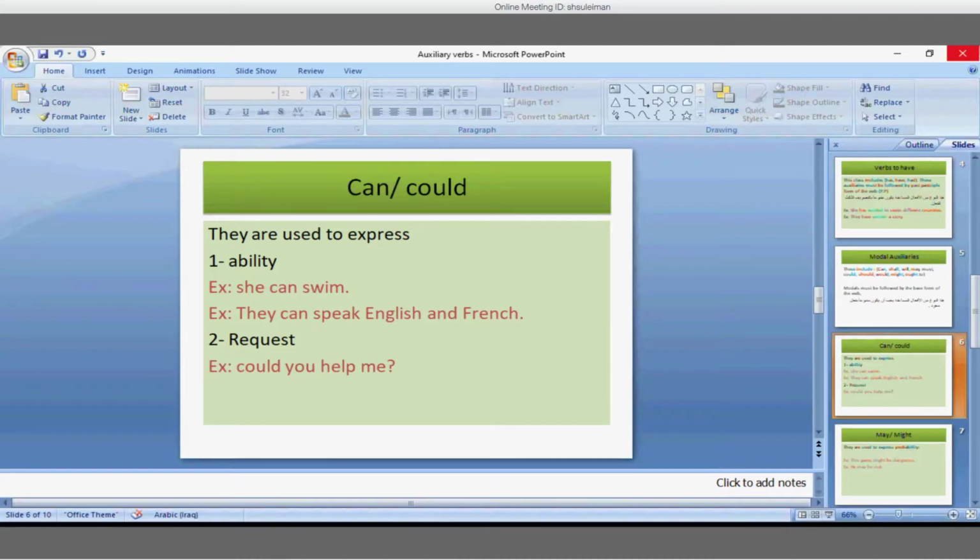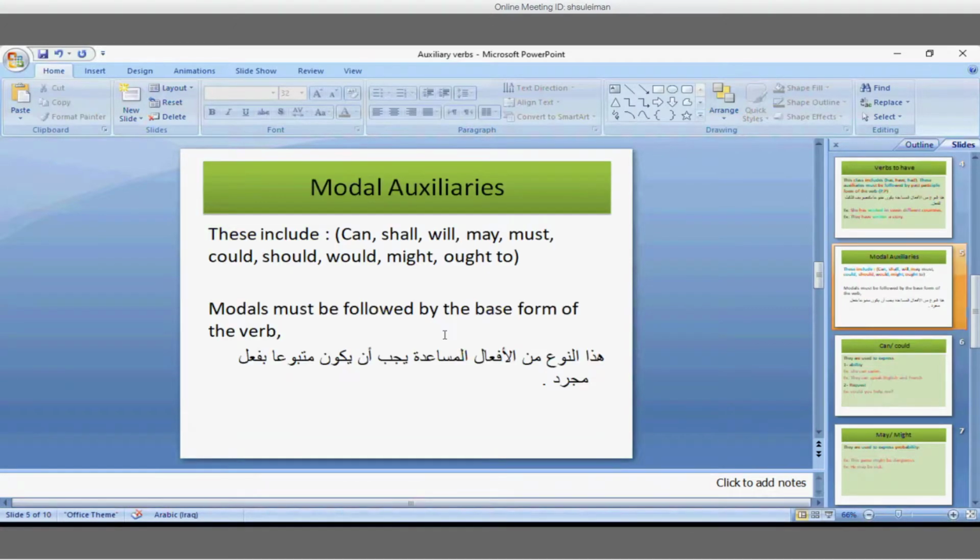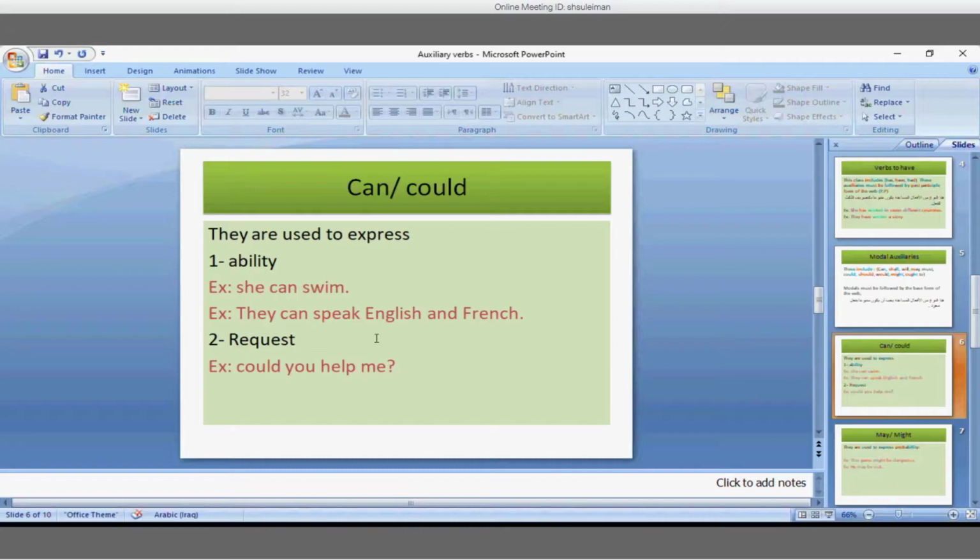She can swim. لاحظ أنه الكان استخدمت ك يعني فعل مساعد، وبعدها إجا swim فعل مجرد خالي من أي إضافة. Another example, they can speak English and French. So they can speak English and French. Here we have can as an auxiliary verb. Speak is a base form of the verb and then the complement of the sentence. عندي كان والspeak يتبعها فعل مجرد اللي هو speak خالي من أي إضافة.